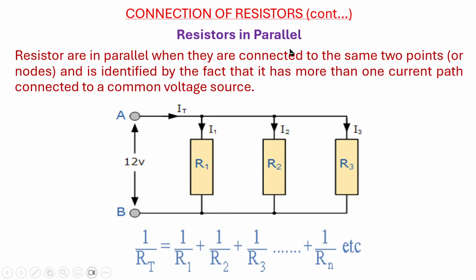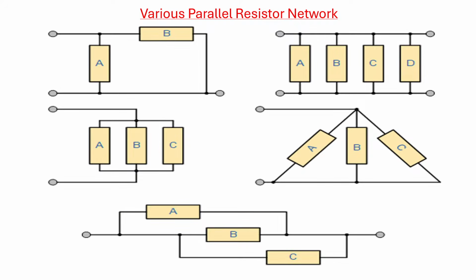Resistors in parallel. Resistors are in parallel when they are connected to the same 2 points or nodes. So you can see this resistor is connected to this node and this node. This one, the same thing. So when resistors are connected like that, the equivalent resistance is given as 1 over RT is equal to 1 over R1 plus 1 over R2 plus 1 over R3, and so on and so forth, depending on the number of resistors connected in parallel.